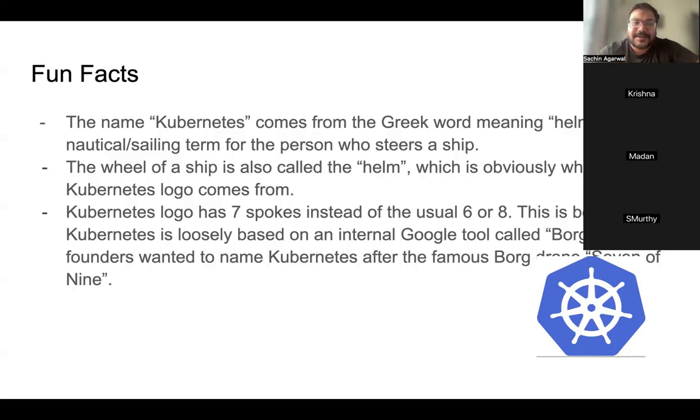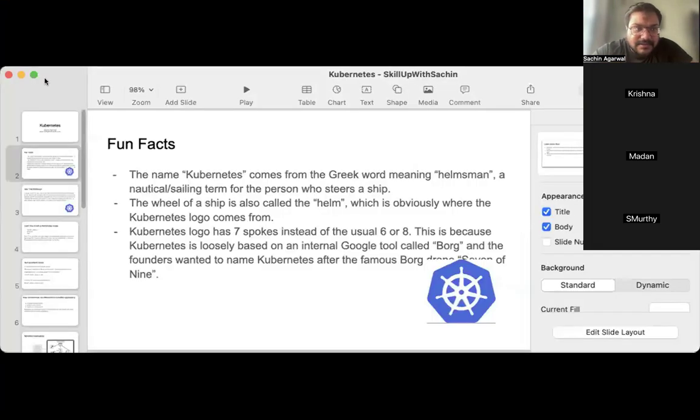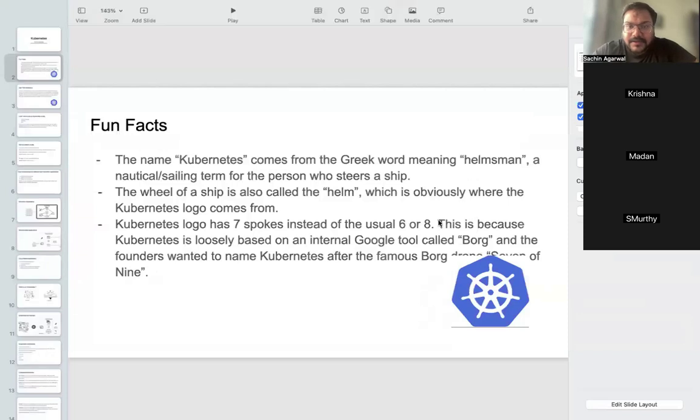So Kubernetes comes from a Greek word which means the helm. It is a nautical or sailing term, and the wheel of a ship is called a helm. From there they derived the Kubernetes logo. Now this has seven spokes, if you see. So if you see here: one, two, three, four, five, six, seven. So it has these seven spokes.